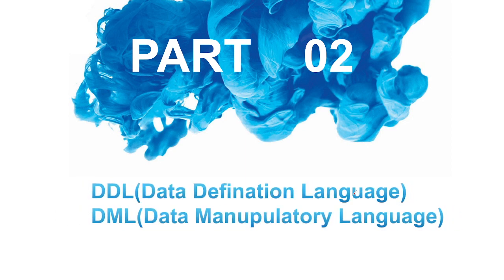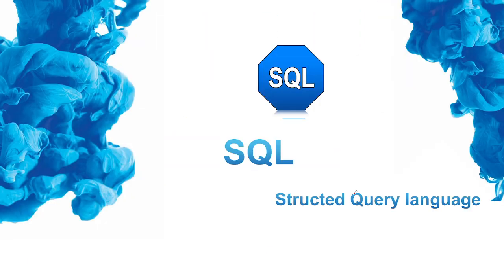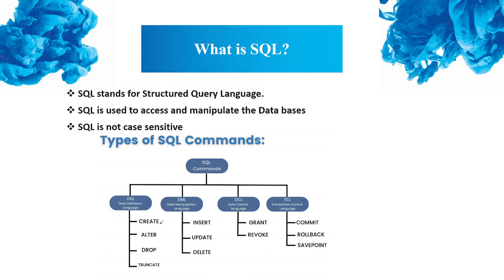In the next part we are going to learn what DDL commands and DML commands are, that is data definition and data manipulation. In the next video we are going to learn how to create a table. Till now we have seen how to retrieve the data from the table, but next we will learn how to create a table and how to drop a table. There is a small difference between drop and truncate. We will know that in the next video.